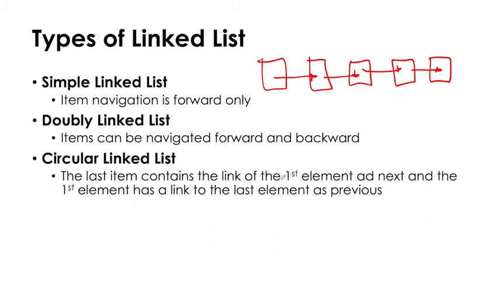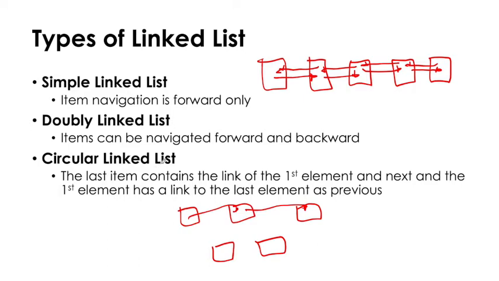And then next we have a doubly linked list. For the doubly linked list, items can be navigated forward and backward. So it can look like this. It can go forward and backwards. There we go.